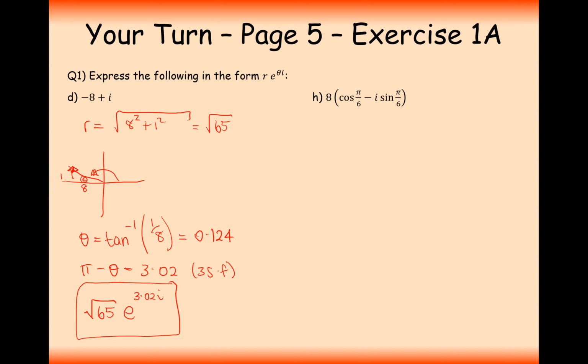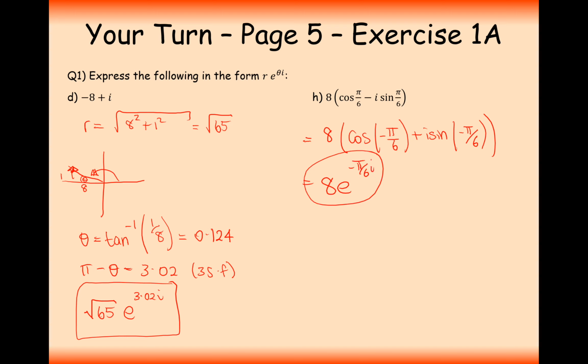Let's move on to question H. When we have a negative symbol in the middle of a number that appears to be in modulus argument form, we need to move that negative symbol into the angle. So it's going to be cos minus pi by 6, add i sine minus pi by 6. And now I can use the quick conversion between modulus argument form and exponential form. That's going to be 8 e to the minus pi by 6 i. And there we are, that's the answer to that question.